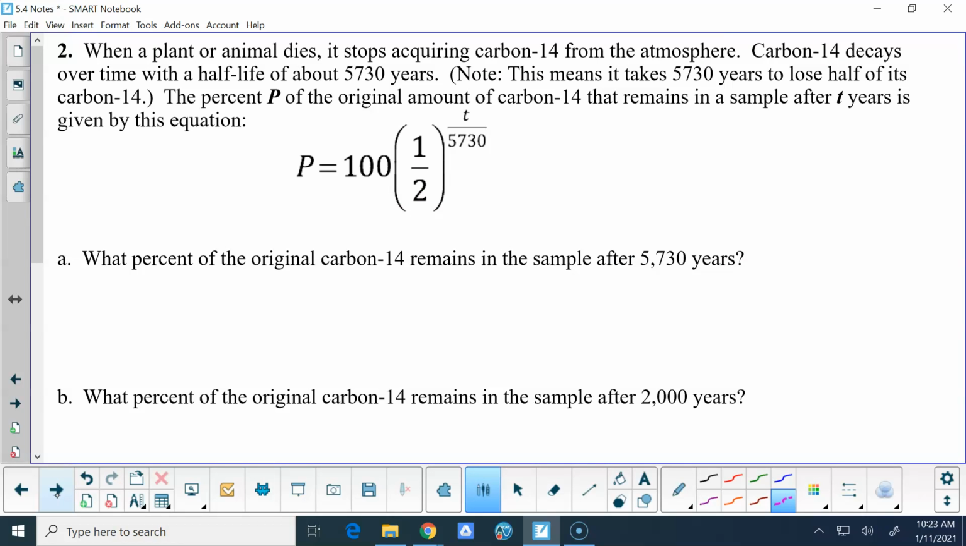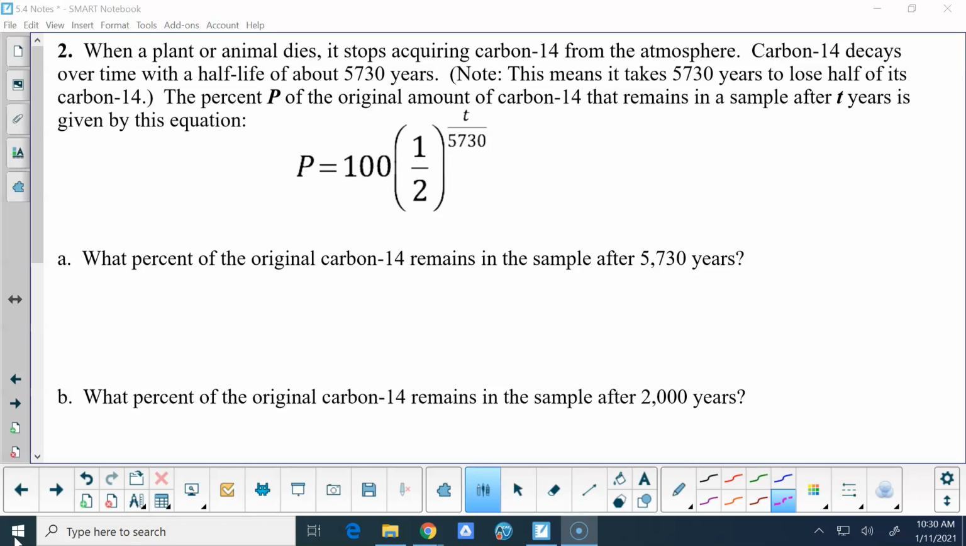Try this particular problem with A and B. So we're going to use that formula right there. When a plant or animal dies, it stops acquiring carbon-14 from the atmosphere. That's actually true. Carbon-14 decays over time with a half-life of about 5,730 years. So this means it takes 5,730 years to lose half of its carbon-14. That's how they actually date an artifact to figure out how old it is. They look at the carbon-14 left in it and figure out how much is in it.